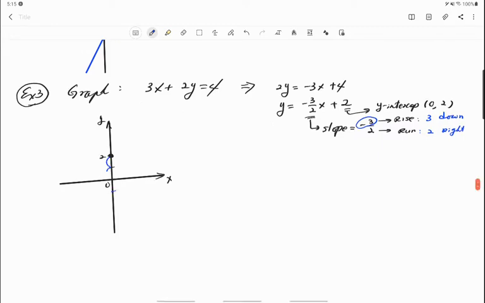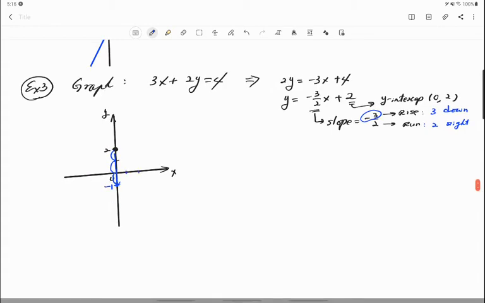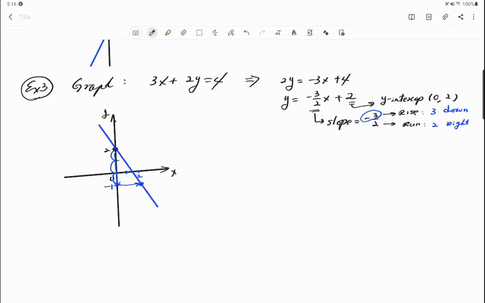So 1, 2, 3 down, right? And then 2 units right. So 1, 2. So this is the second point. And then connect the 2 points. All right, so this is the graph of this one. We just used the y-intercept and slope to graph this linear equation.